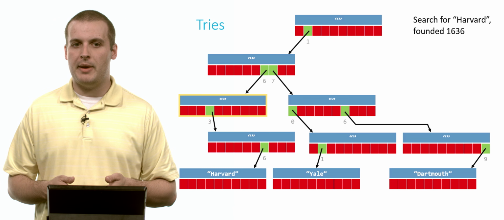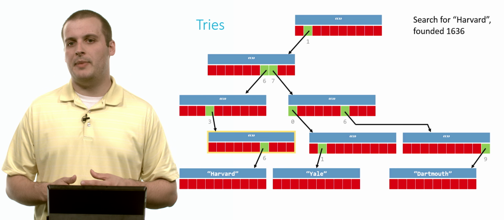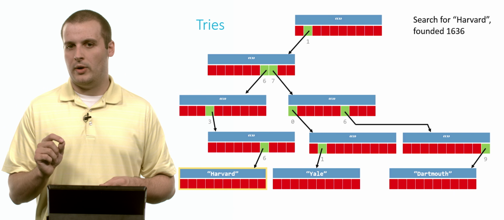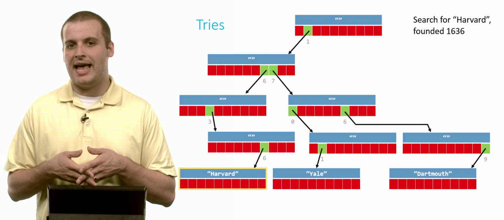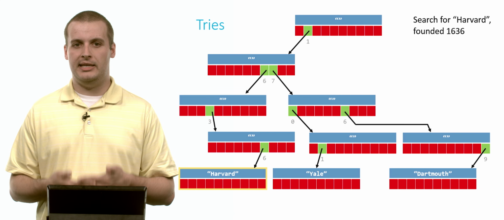Can we go down the 3 path from here? Well, as it turns out, yes, that exists too. And can we get on the 6 path from here? Yes, we can. We haven't quite answered the question yet. There's still one more step: if we're looking for Harvard, is that what we find after we exhaust the key?